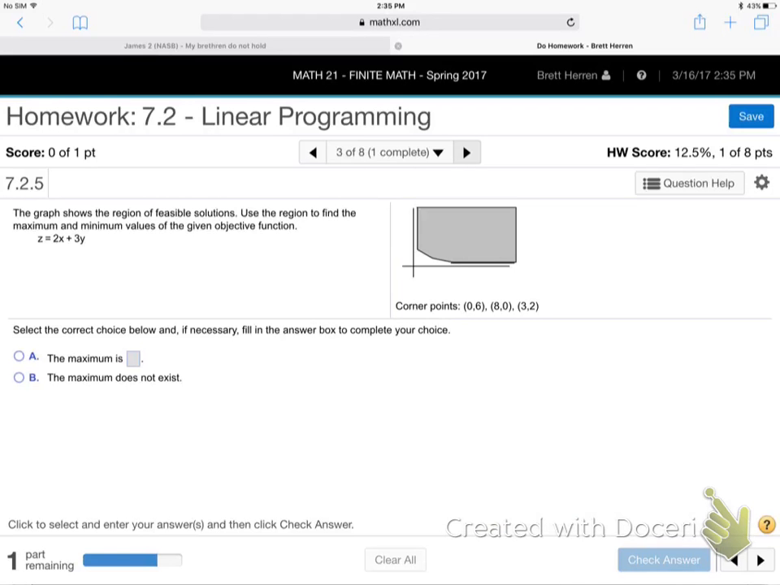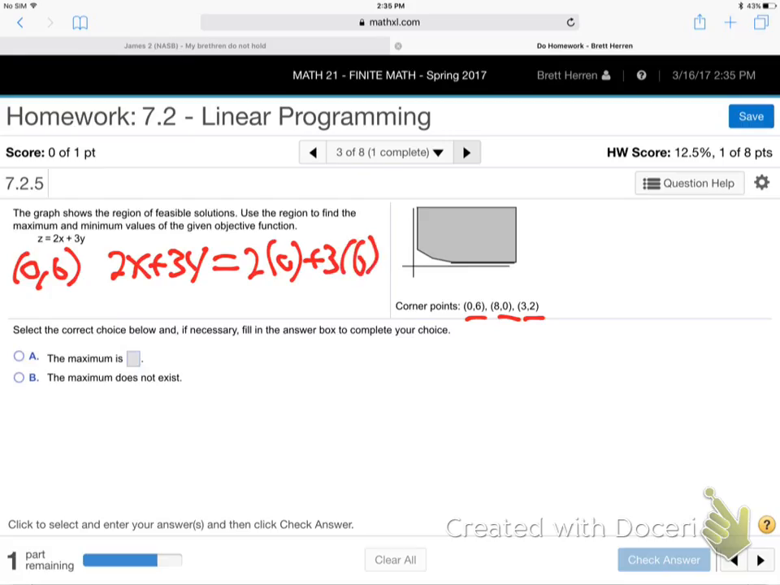Okay, so now they're saying the graph shows the region of feasible solutions. Use the region to find the maximum and minimum values of the objective function. So, same thing. We got another function. Here are the corner points. They're telling us the corner points. So you just do the same thing. You just take 0, 6, and you plug into 2x plus 3y. So 2 times 0 plus 3 times 6. What is that? 18? And then, what's the next one? 8, 0?